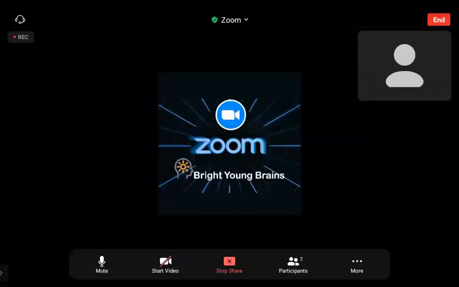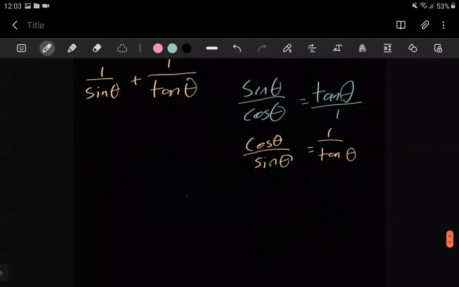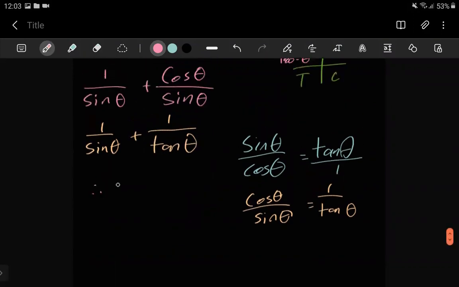We have to end off by just saying therefore, left-hand side is equal to the right-hand side. Therefore, from here, you can say therefore left-hand side is equal to the right-hand side. And then that will be that.